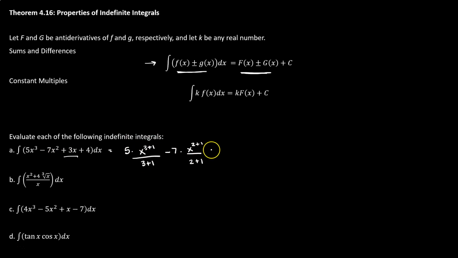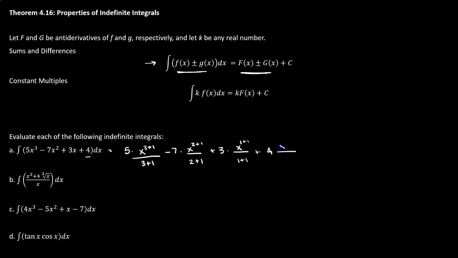Next term is 3x, so I'm going to write the 3 as a multiplier outside. X has a power of 1 already, but we're going to add 1 to that and then divide by that new exponent. And then we have one term left, and that's the 4, so I'm going to do plus 4.